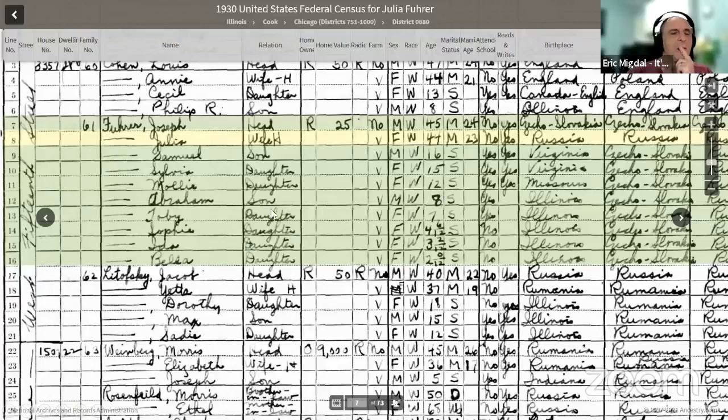Okay. Always look on one page or the next page or several pages back and forth to see if anybody that you're researching at that time, like the Fura family, are on other pages. Sometimes there are family members living nearby. They usually stayed pretty close together. Could be an aunt, uncle, or a sibling of the head of household, a brother or a sister of Joseph or Julia.